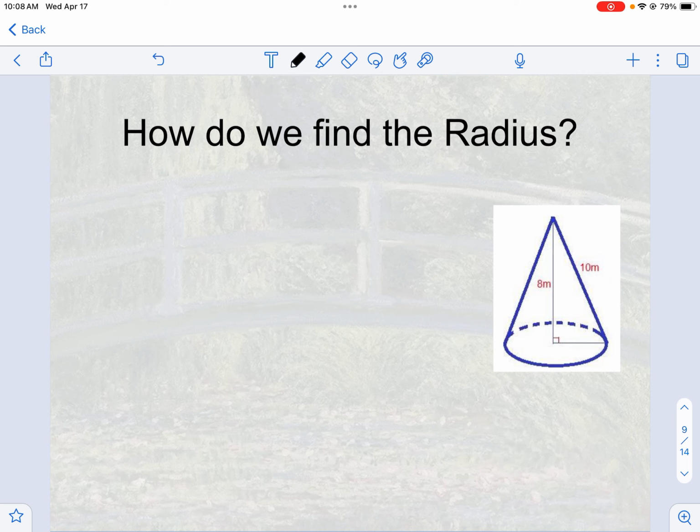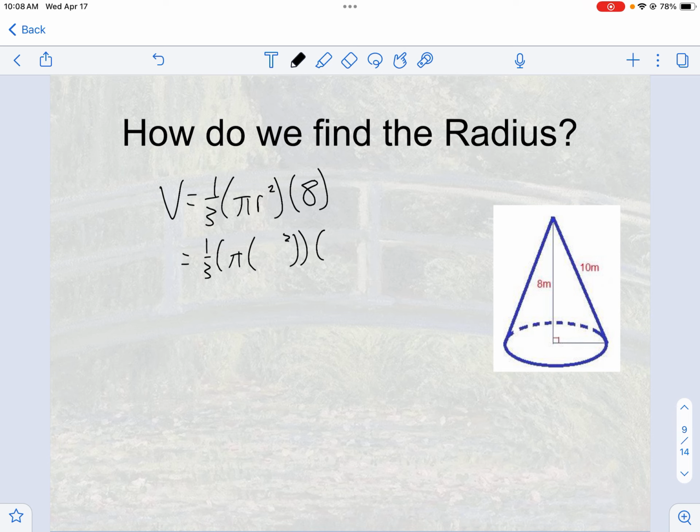All right. What about this one? How do we find the radius, right? Working through this, if I'm still going to find the volume eventually, I'm going to need 1/3 pi r squared times the height, right? And I know the height is 8. But how do I find that radius? I'm going to have to square something and then multiply it by 8 and pi.